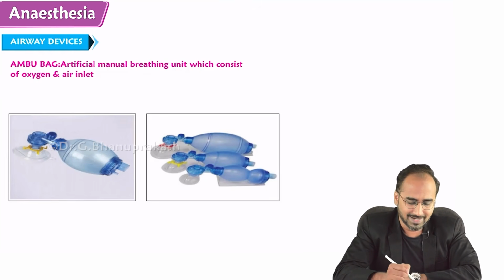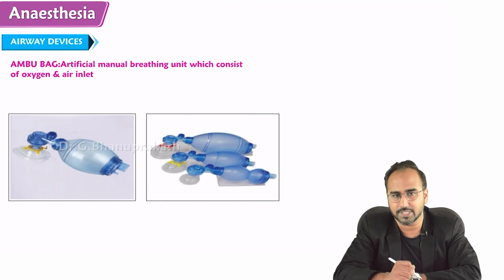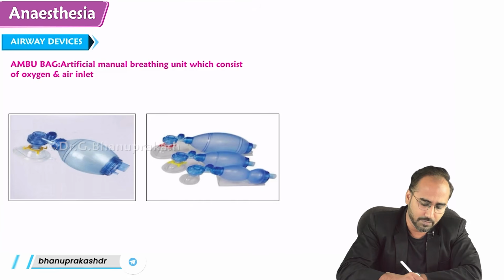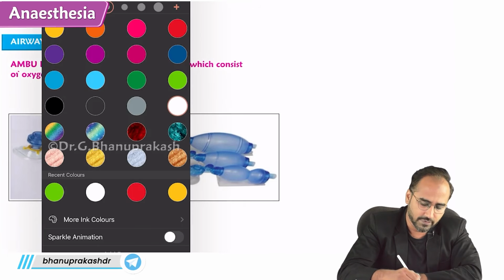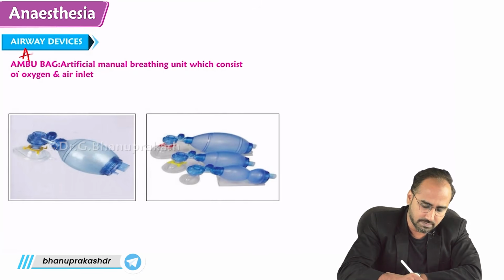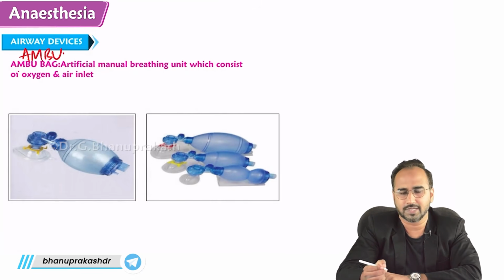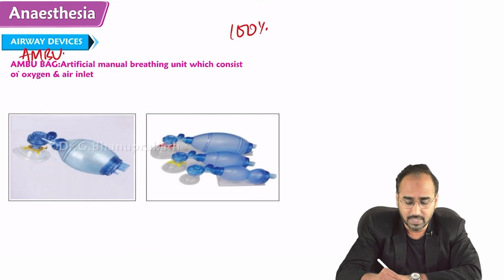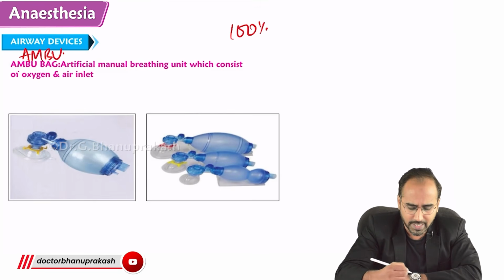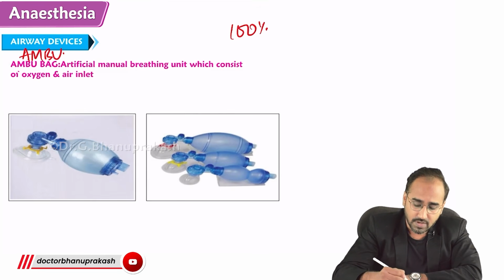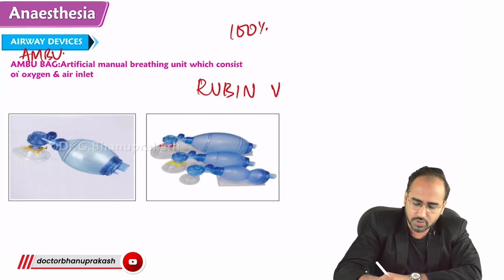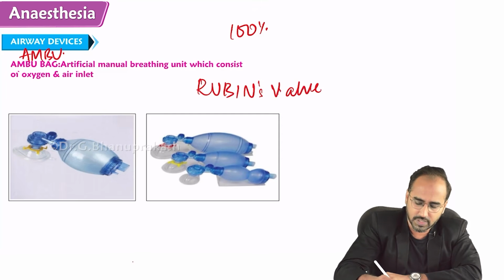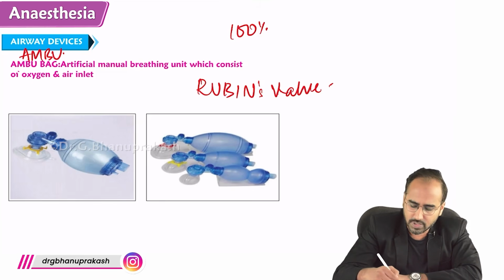Next is what, guys? Next airway device which is available on your screen is called as Ambu Bag. What is the full form of Ambu? The full form of Ambu is Artificial Manual Breathing Unit. Right? With this Ambu Bag, you can deliver 100% of oxygen. This Ambu Bag is having a unidirectional valve that prevents rebreathing. What is that unidirectional valve called as? That valve is called as Rubin's valve.